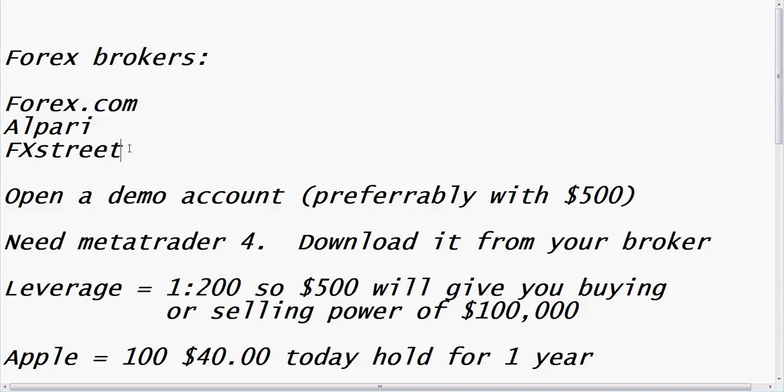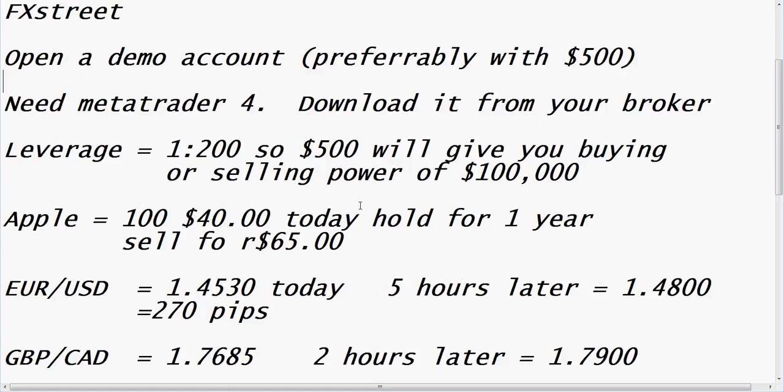There's something called leverage that you guys need to know about. Basically, if you open a demo account with 500 US dollars, some of the brokers will allow you the buying and selling power of 1 to 200, meaning your $500 will give you the buying and selling power of $100,000. It's that simple. Leverage is good and it can also be very bad, but that is how you make money trading. The leverage allows you to make some money.